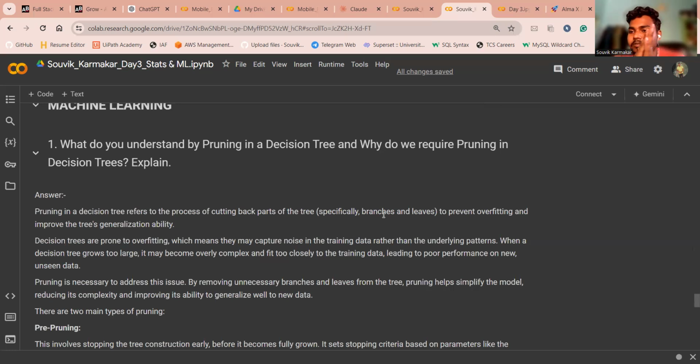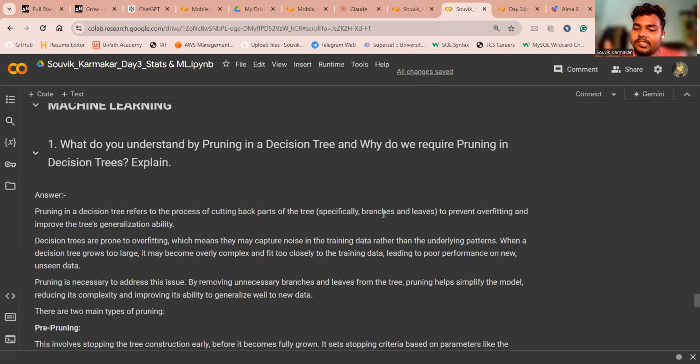Basically, we all know a decision tree is prone to overfitting, which means it may memorize the training data rather than understand the underlying pattern. When a decision tree is too large, it may become overly complex and fit too closely to the training data, and it can also capture the fluctuations in the training data, leading to poor performance on unseen data. So pruning is necessary to address this kind of issue.